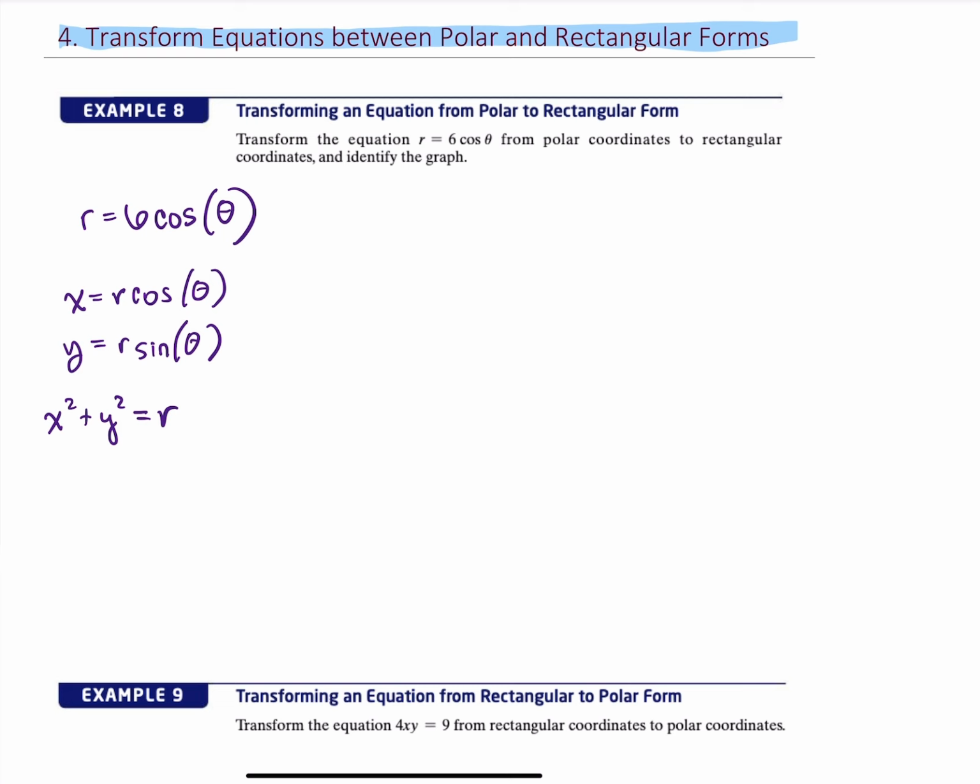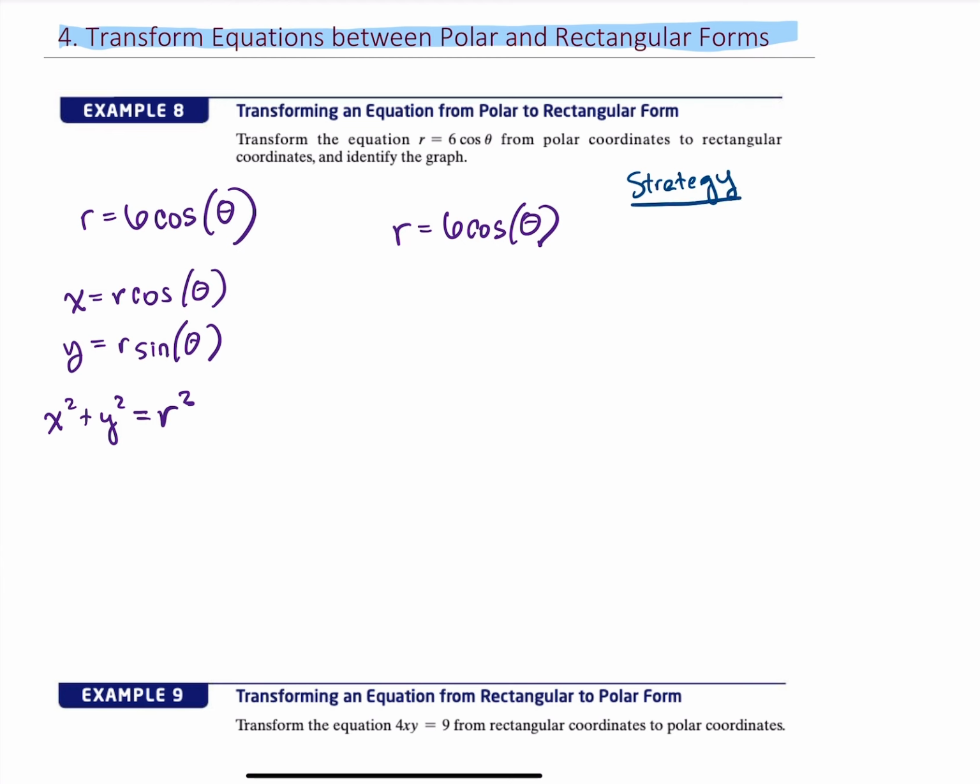So what can we do with our polar equation r equals 6 cosine theta? Well, we want to try to produce an r squared, or we want to try to get r cosine theta. I see the cosine theta here, it's missing an r. And I see the r here, and it's also missing an r if we want it to be r squared. So let's just multiply both sides of this equation by r. So that'll be our strategy.